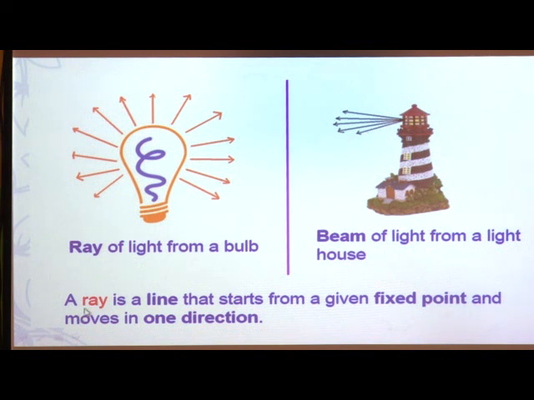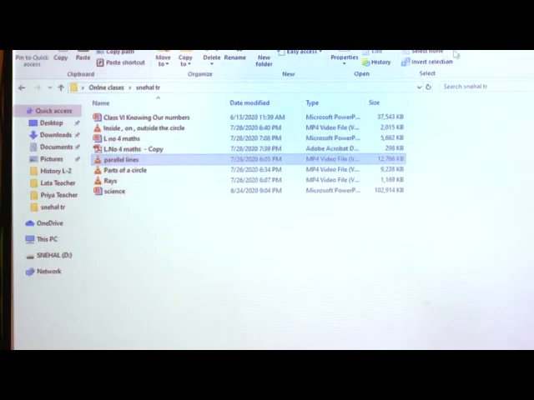What is a ray? A ray is a line that starts from a given fixed point and moves in only one direction. Okay, students. So, this is about the ray. Let us see a very small video regarding a ray.